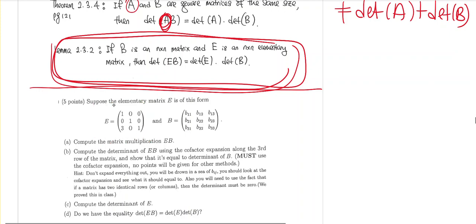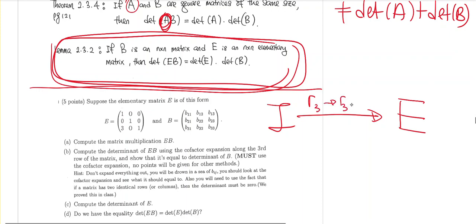This one here is specifically the matrix which you obtain by doing a single row operation on the identity matrix. That row operation is taking the third row and changing it to the third row plus 3 times the first row. That is how we obtain that elementary matrix E.